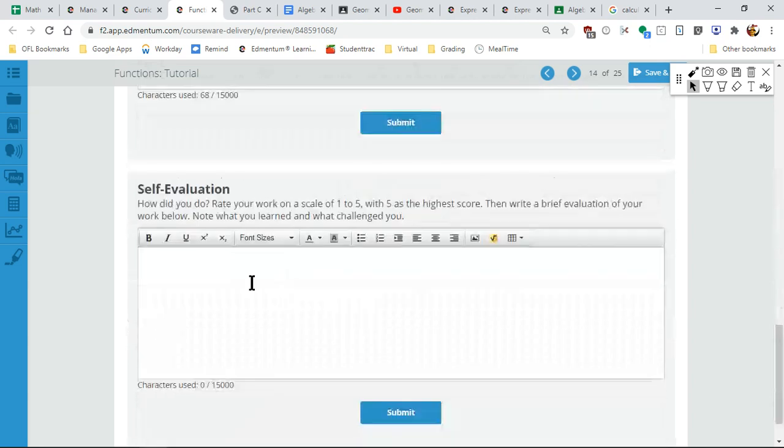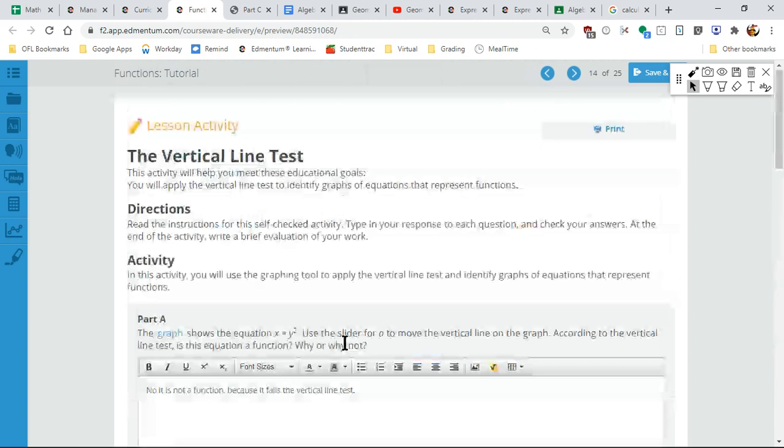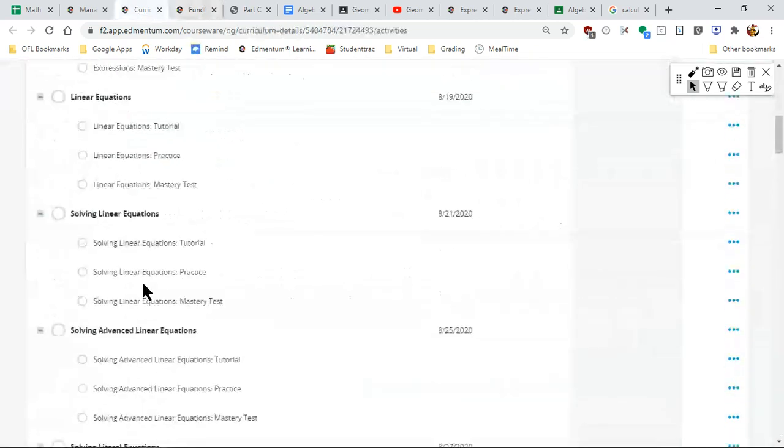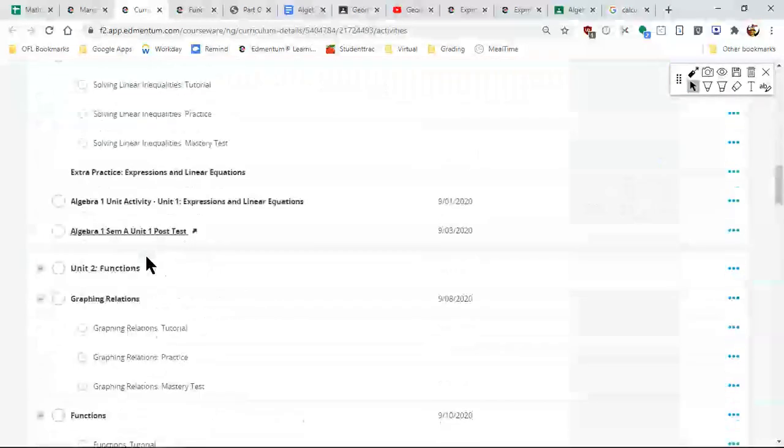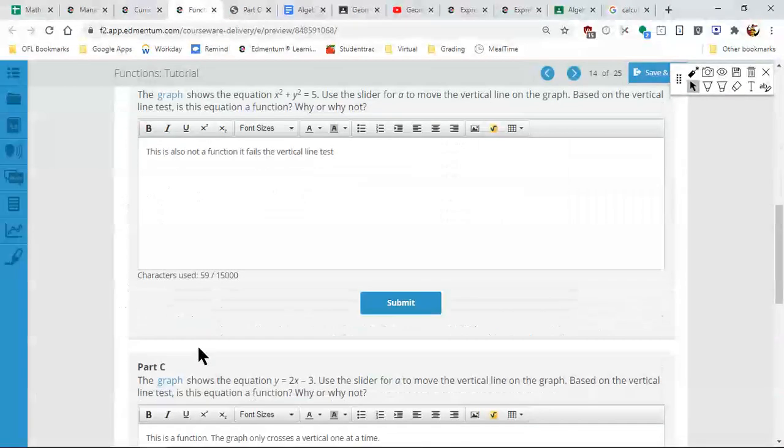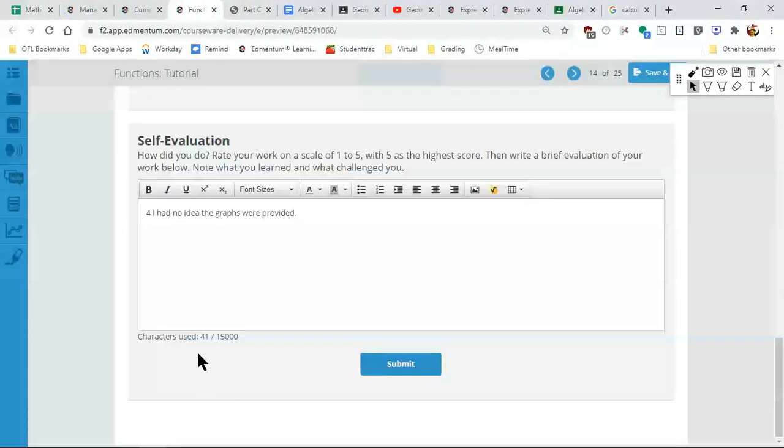All right, and then self-evaluation, just kind of describe how you did, what you liked. Like I would give myself a 4. I had no idea the graphs were provided. I should start doing this on my own account. If you ever look at my thing, it shows that I haven't done anything, even though I'm doing all of these with you, but I'm doing it from the teacher's perspective. So it always looks like I'm not doing anything.